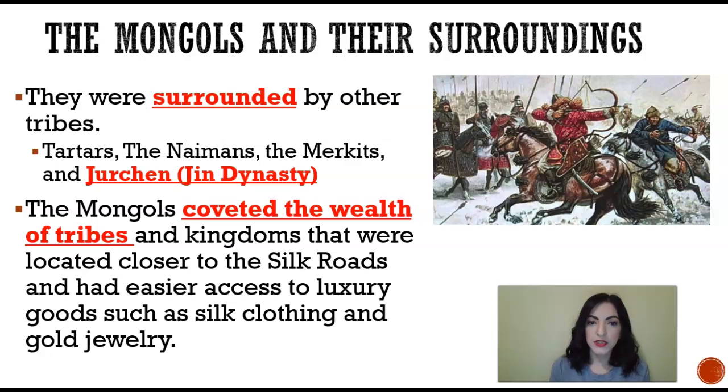Groups like the Tartars, the Naimans, the Merkits, and the Jurchen, who are eventually going to form the Qin dynasty, which we'll talk about in a minute. The Mongols began to covet the wealth of other tribes. They wanted to establish themselves as kind of being the more dominant, more powerful group, and therefore they also wanted access to the luxury items that were available via the Silk Road. Things like the silk, obviously itself, but also the gold and the jewelry as well.